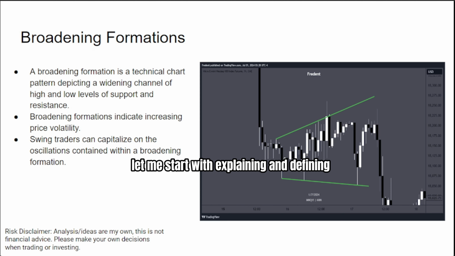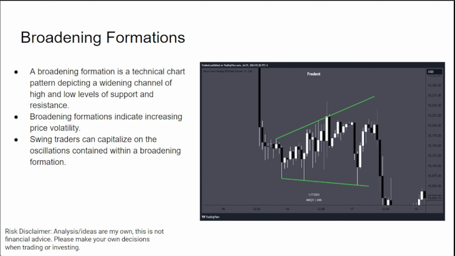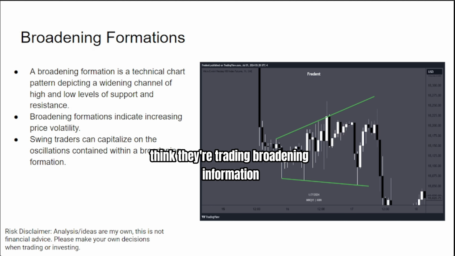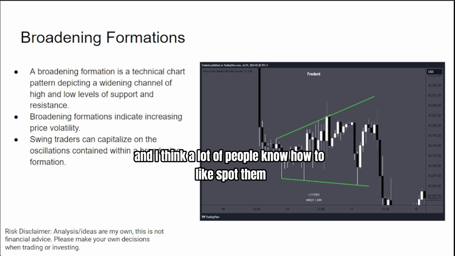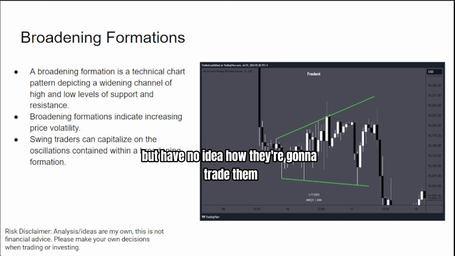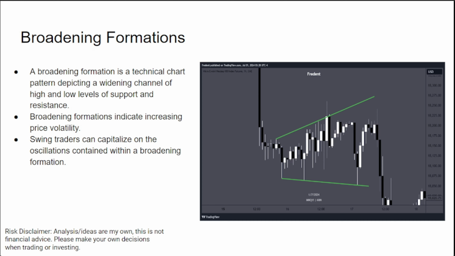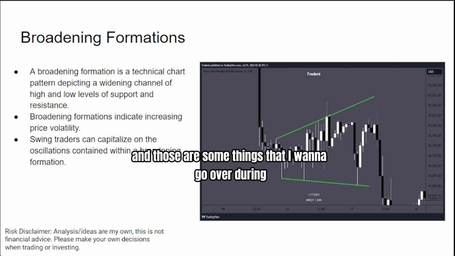So first of all, let me start with explaining and defining broadening formations. What we're looking at, how do you spot them in the charts? How do I spot them in the charts? Because I know a lot of people think they're trading broadening formations when they really are not. And I think a lot of people know how to spot them, how to draw them, but have no idea how they're going to trade them. Where your stop is going to be, where a TP is going to be, how much size, what's the risk, what's the expected value of a trade. And those are some things that I want to go over during the presentation here.